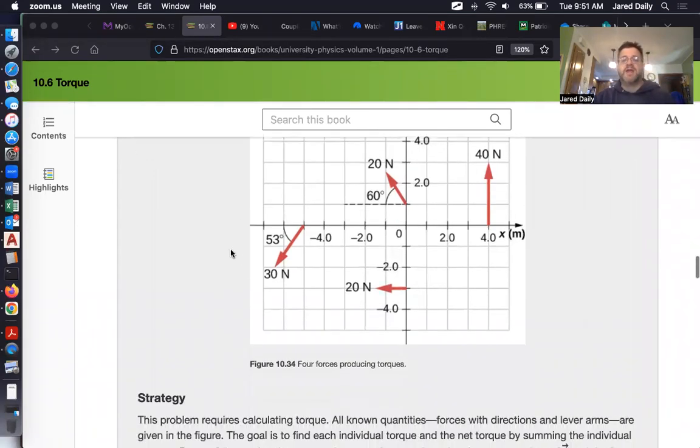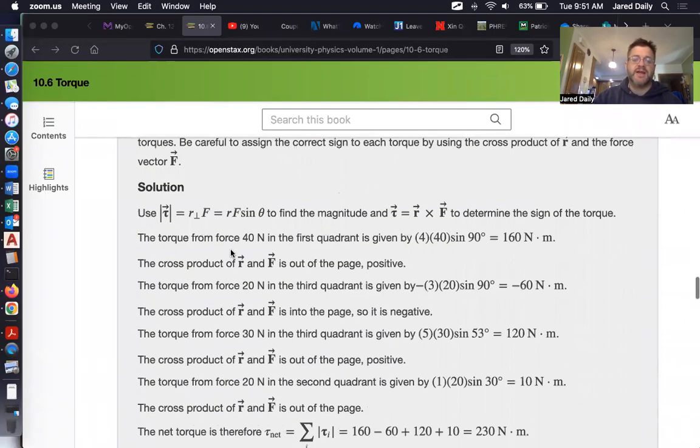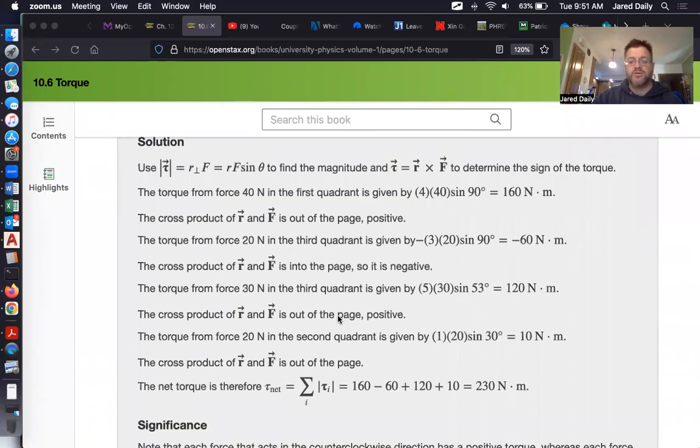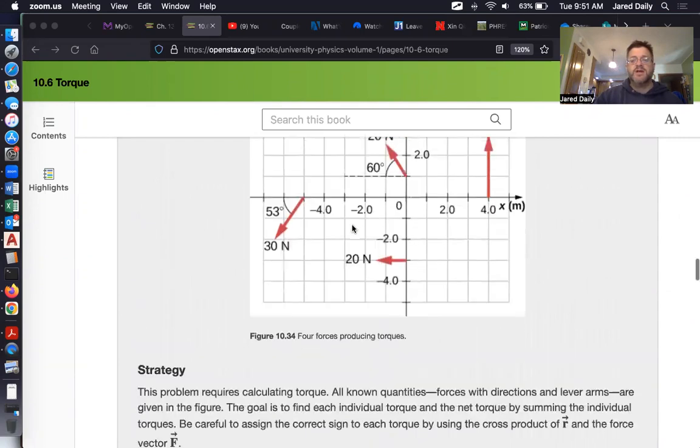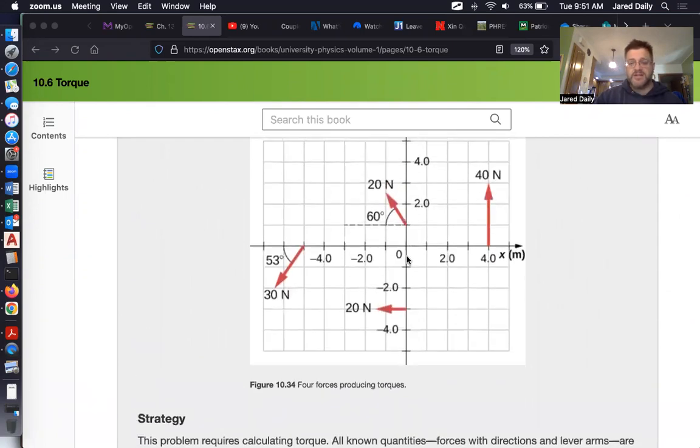Anyway, we calculate the torque for each one of them separately and add them all together, and they do that here: torque 1, torque 2, torque 3, and torque 4. I didn't count the first one. They calculate all those different magnitudes, but at the same time they're determining the direction. The direction of each of these torques is either out of the page or into the page, depending on the right-hand rule.